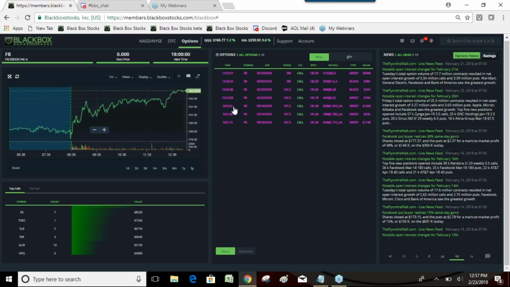Again, a minute later, a sweep, 120,000 above the ask. 187.50s for March 16th. Seemed a little aggressive, a little farther out of the money than I normally go, but we followed them. Stock was over here this morning. We did this, so it's a decent day.